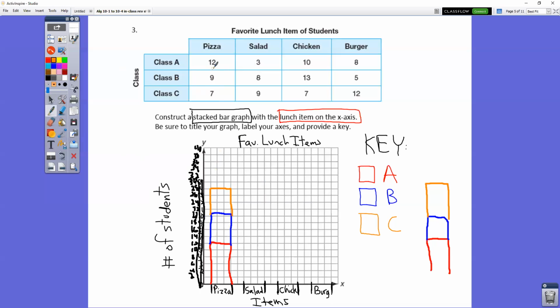Remember, you have to add these numbers together as we go down. For salad, I have 3 for salad, and then I have 8 for salad. So 3 plus 8 is 11. And then 11 plus 9 is 20.